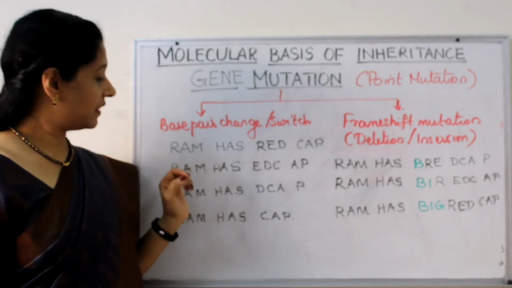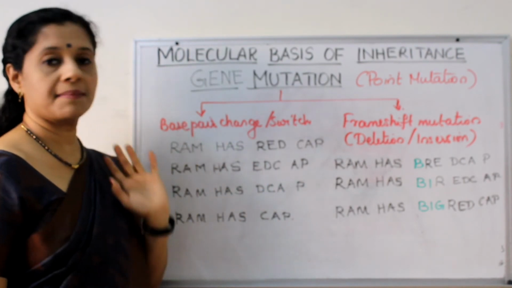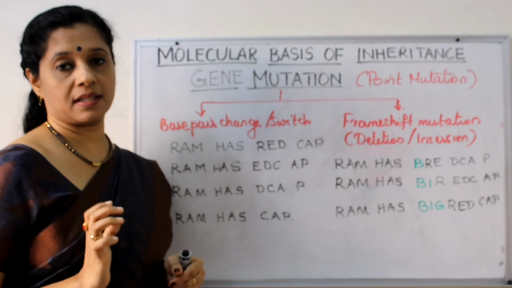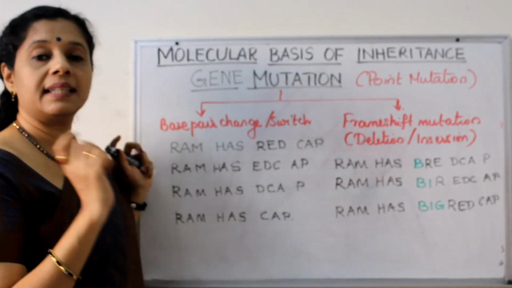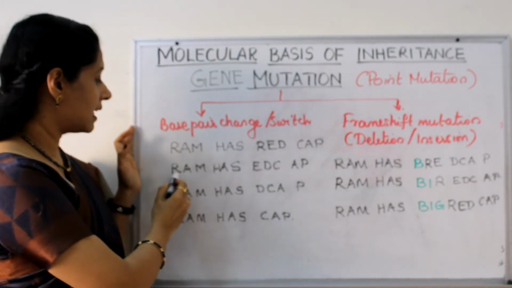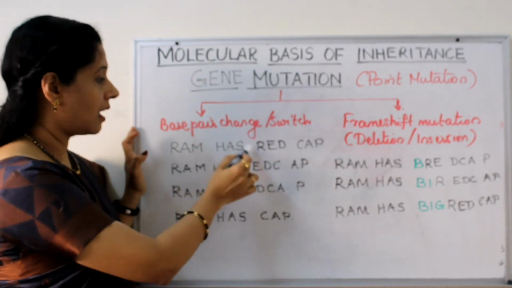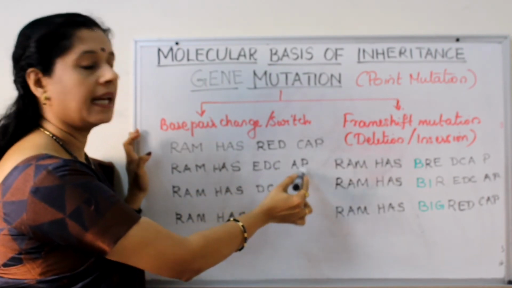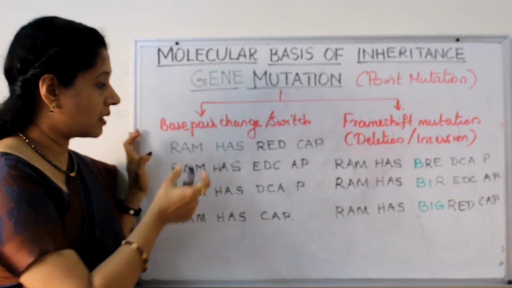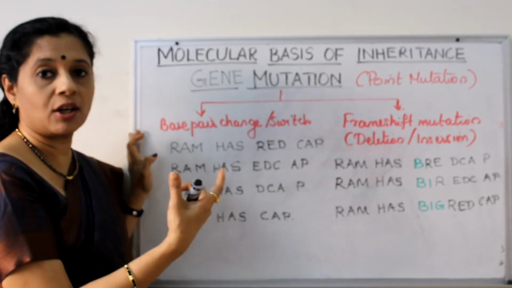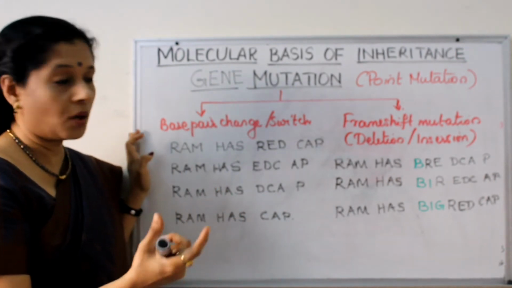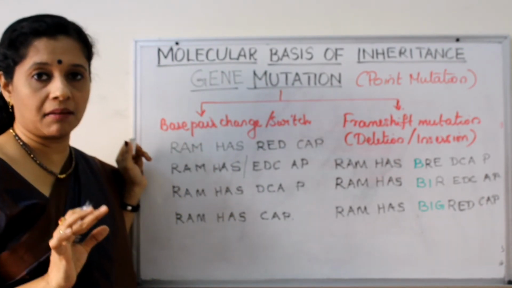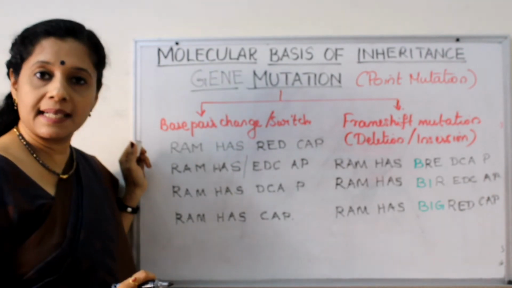Now let us see, in the first case, the first R is missing. But we can read only in 3-letter words. If there is a condition that we can read only 3-letter words, it becomes "Ram has" with R gone, so we have to take 1 from here to make it 3. So EDC, AP. I don't know any words to read like that, EDC or AP. They are not making any sense. Okay, but up to this there is meaning. Ram has something, but we don't know what it is because that is not making sense.